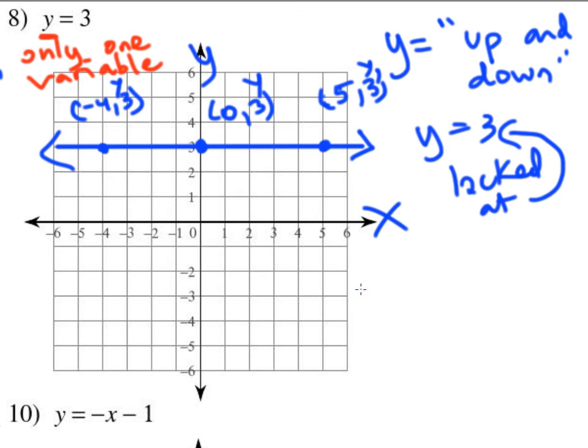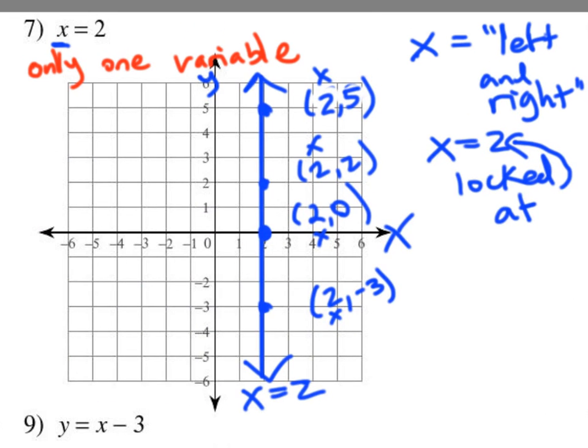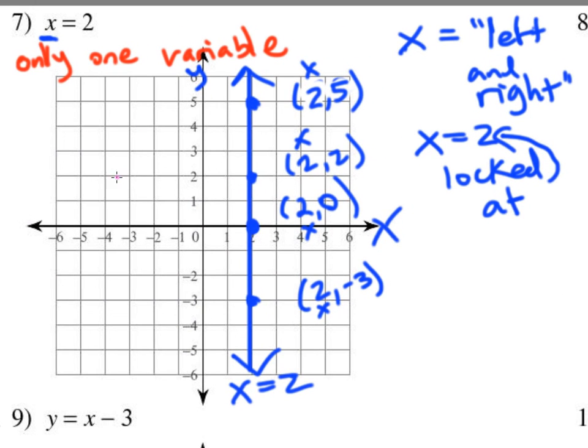So for example, let's say we had y equals negative 5. You don't have to copy this down, but it would look like this. You would just put it at negative 5. It would be a perfectly horizontal line like that. Anytime it's y equals, it's going to be a horizontal line. Okay, and then just a reminder again, anytime it's x equals, it's going to be a vertical line.